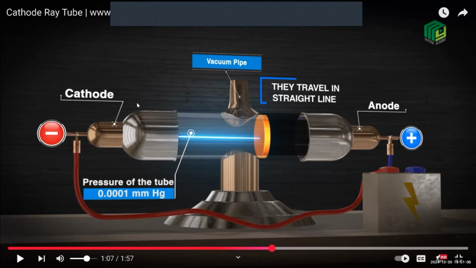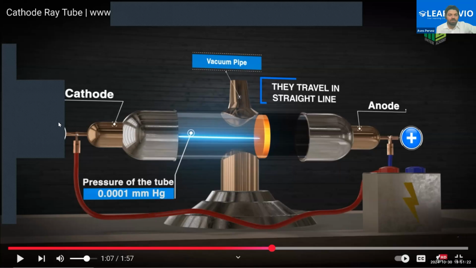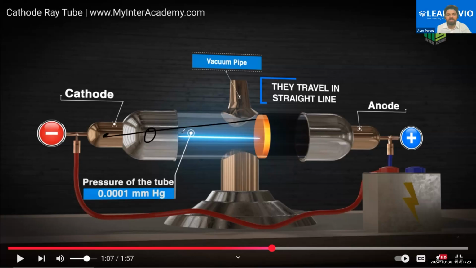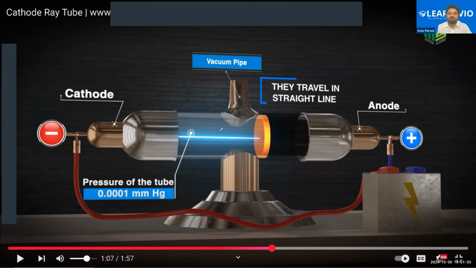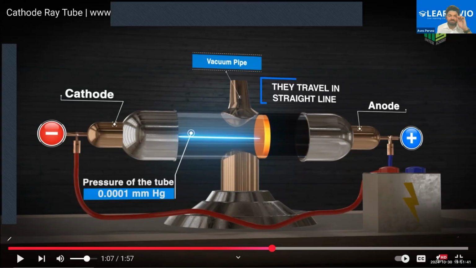What he is simply saying is that when we have this type of electrodes, these rays start producing from the negative terminal to the positive terminal. This is the negative terminal here, and they start moving from negative to positive. Got it. Moreover, these rays are deflected by an external magnetic field, indicating that these are beams of charged particles. Let me explain. First you watch this video, then I'm going to explain the whole thing.